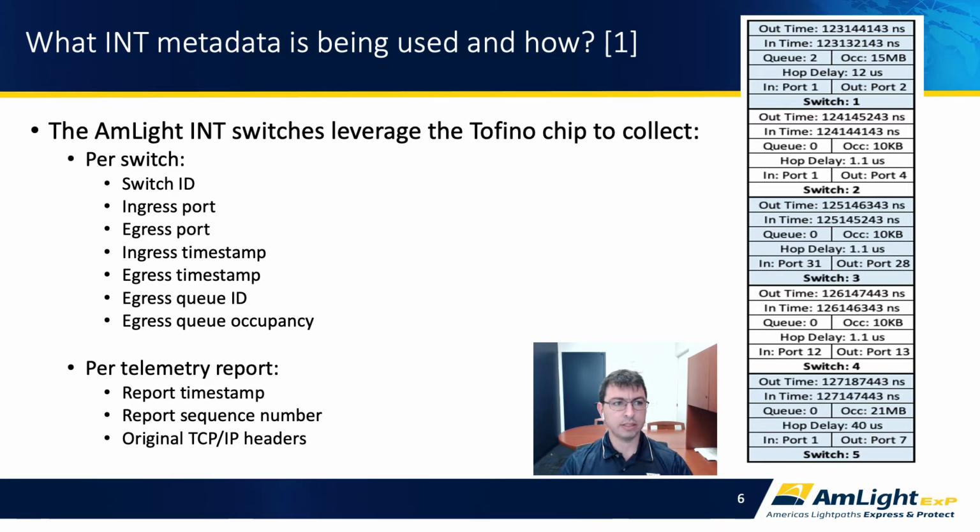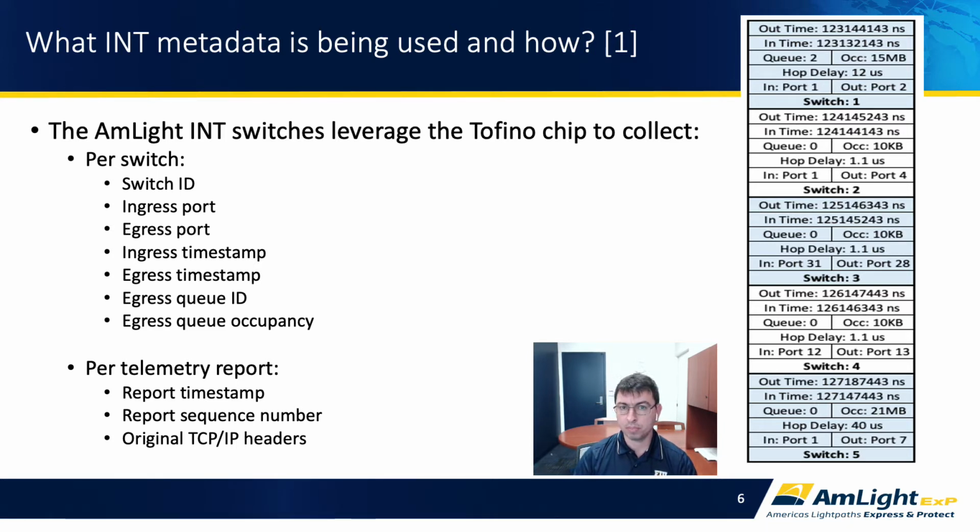So what kind of metadata is exported and how is this metadata being used? The INT switches that we have at AmLight leverage the Tofino chip. So we collect per switch: switch ID, ingress port, ingress timestamp, egress queue ID, and egress queue occupancy. And every telemetry report also has a timestamp, a sequence number, and the original TCP/IP headers.